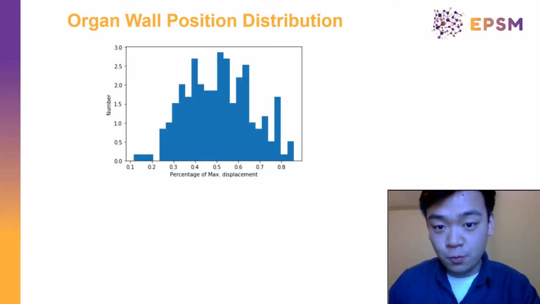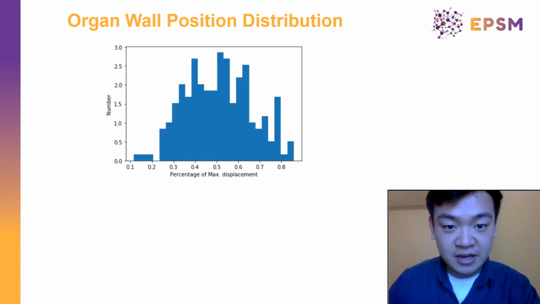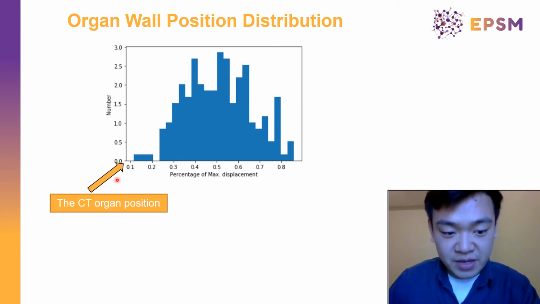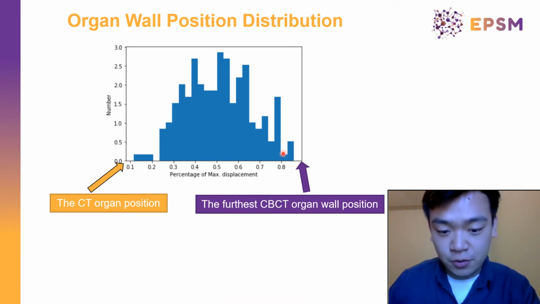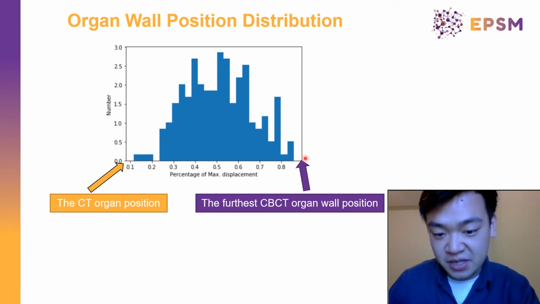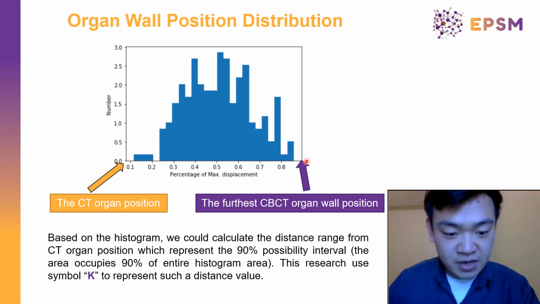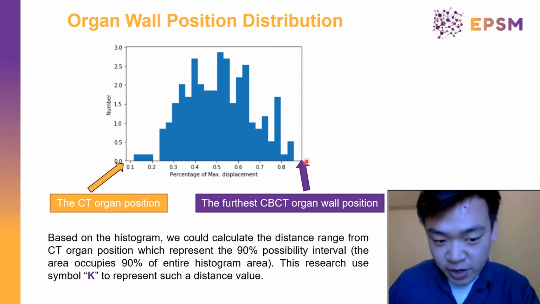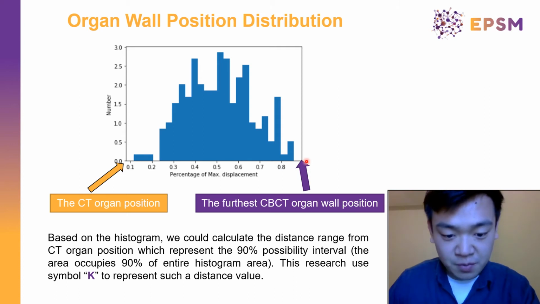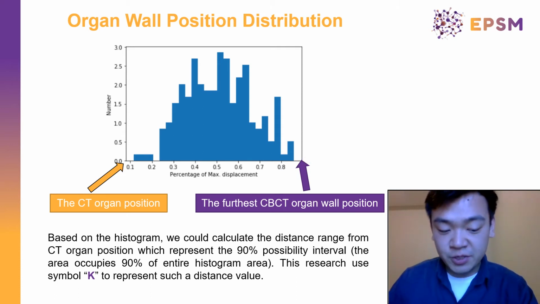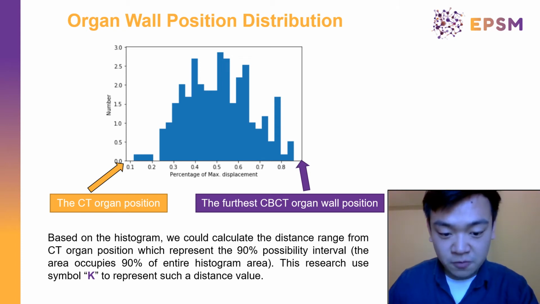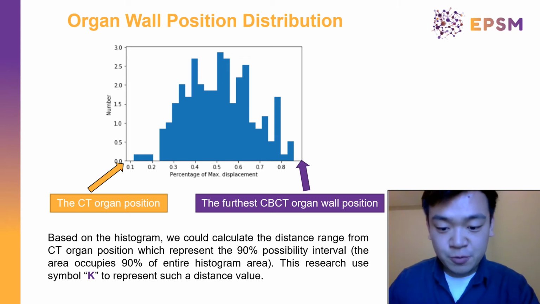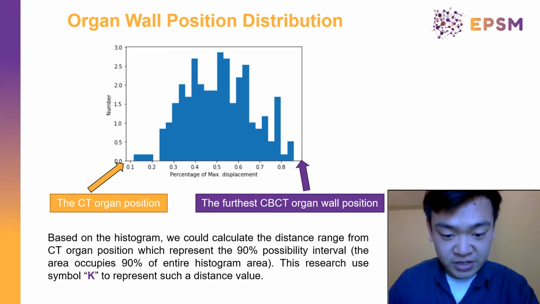Next, the histogram of wall position distribution will be generated, and here is an example. The x-axis stands for the percentage of maximum distance, and the y-axis stands for the number or the frequency. When x equals 0, that means the CT organ position, and when x equals 1, that means the furthest CBCT organ wall position. Based on the histogram, we can calculate the distance range from the CT organ position which represents the 90% possibility interval, which is the area that occupies 90% of the entire histogram area. This research used the symbol K to represent such a distance value.